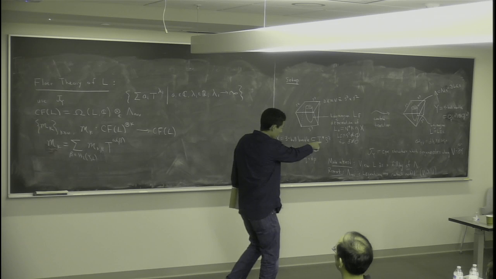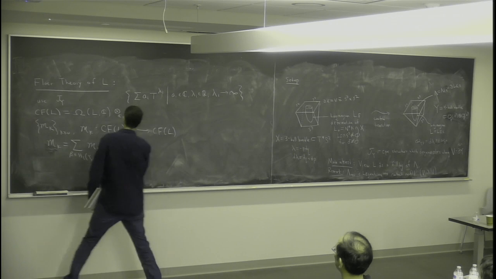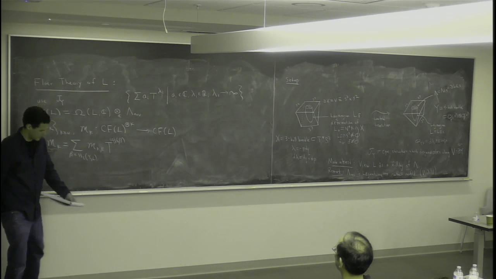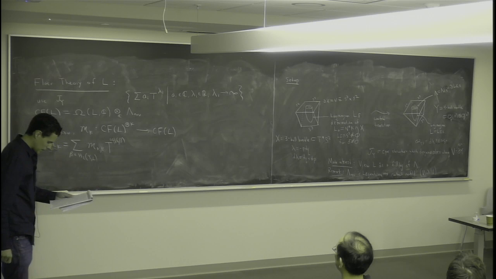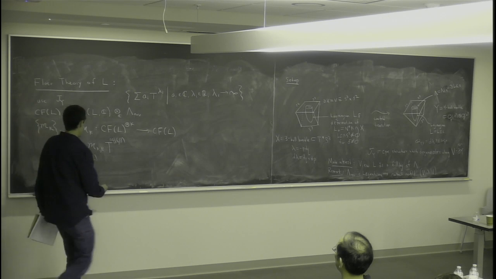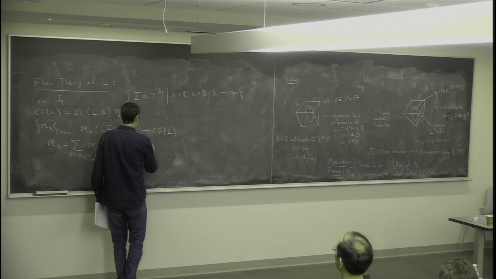And then there's some more structure here also. There's going to be some pairing. The pairing is just wedge and integrate. So I have x, y, pair them up to some sign. This is the integral over L of x wedge y.